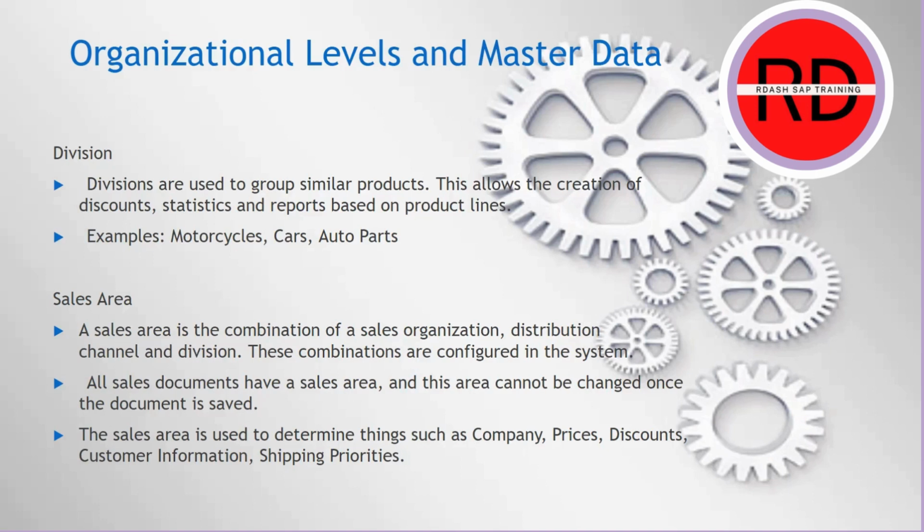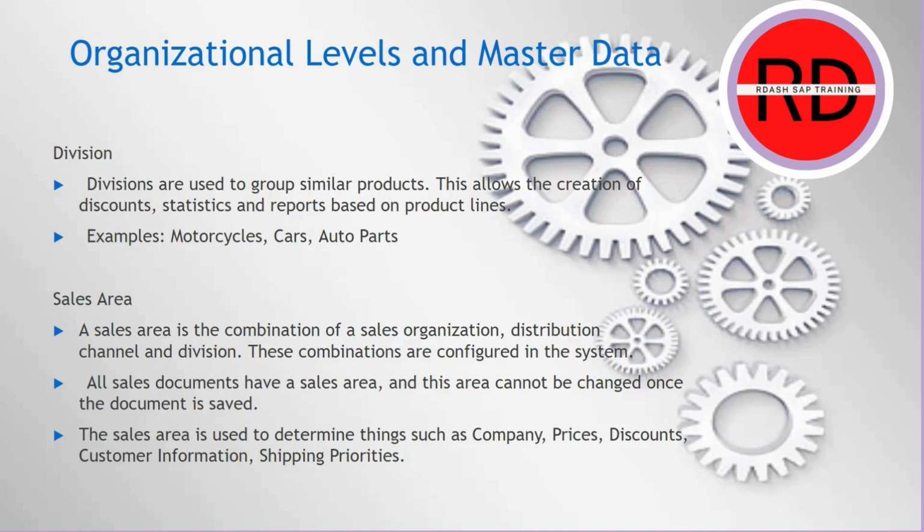The combination of these three organizational units, sales organization, distribution channel, and division, forms the sales area. A sales area is the combination of the sales organization, distribution channel, and division. These combinations are configured in the system. All sales documents have a sales area, and this area cannot be changed once the document is saved. The sales area is used to determine things such as company, prices, discount, customer information, shipping priorities.